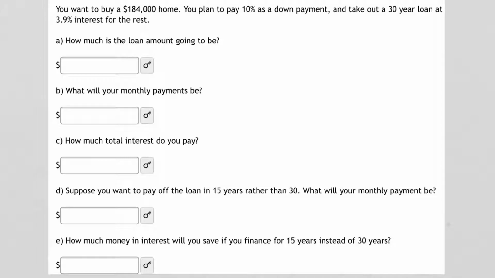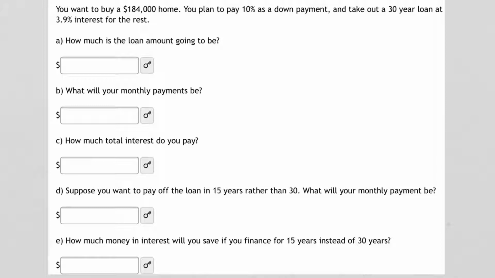You want to buy a $184,000 home. You plan to pay 10% as a down payment and take out a 30-year loan at 3.9% interest for the rest. Question A, how much is the loan amount going to be? Question B, what will your monthly payments be? Question C, how much total interest do you pay?